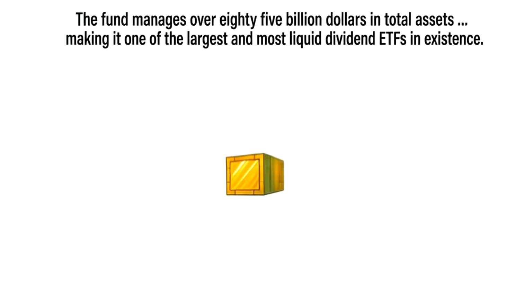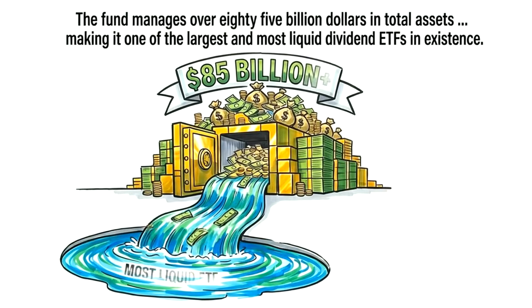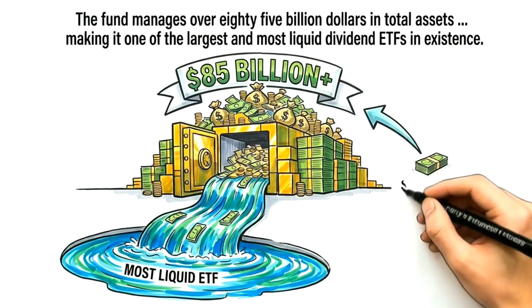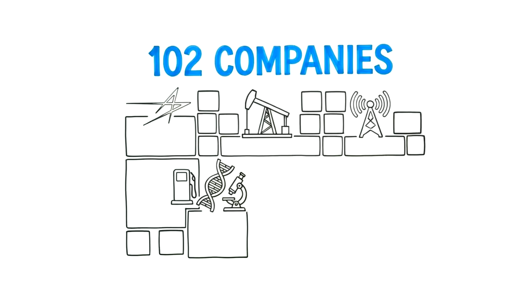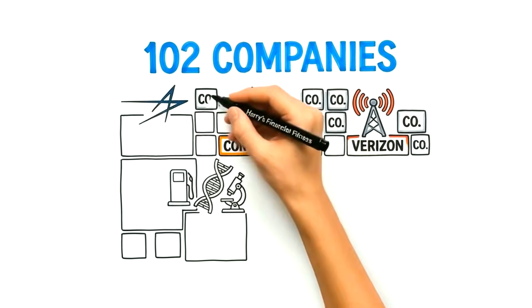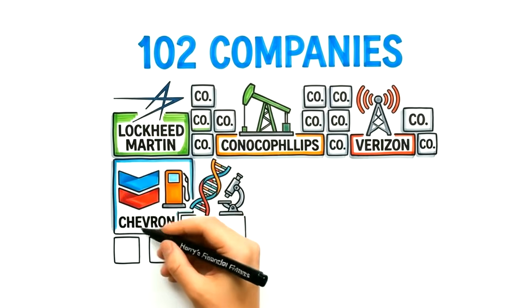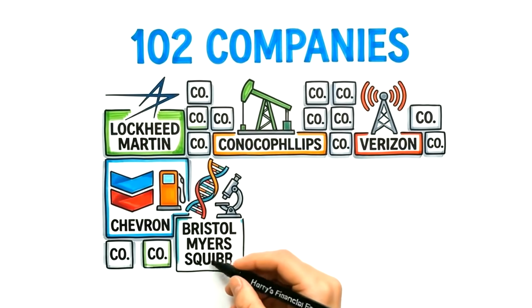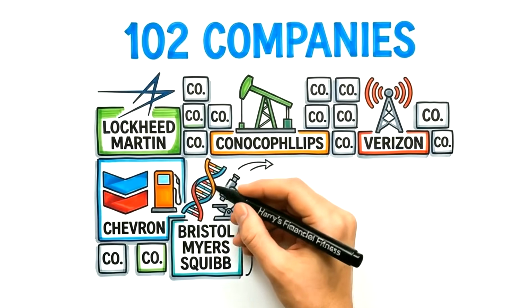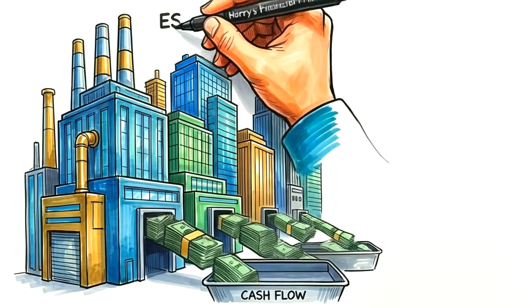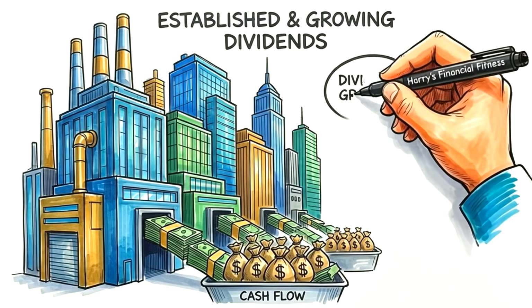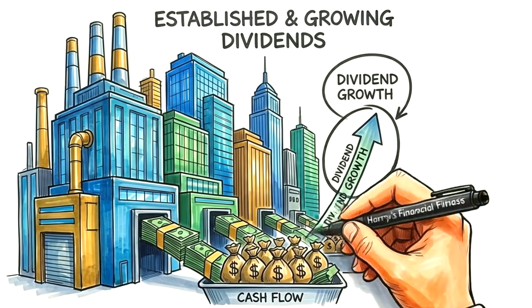The fund manages over $85 billion in total assets, making it one of the largest and most liquid dividend ETFs in existence. It holds 102 companies. Names like Lockheed Martin, ConocoPhillips, Verizon, Chevron, and Bristol-Myers Squibb. These aren't speculative growth plays hoping to become profitable someday. These are massive, established cash flow generating companies that have been paying and consistently growing their dividends for years.